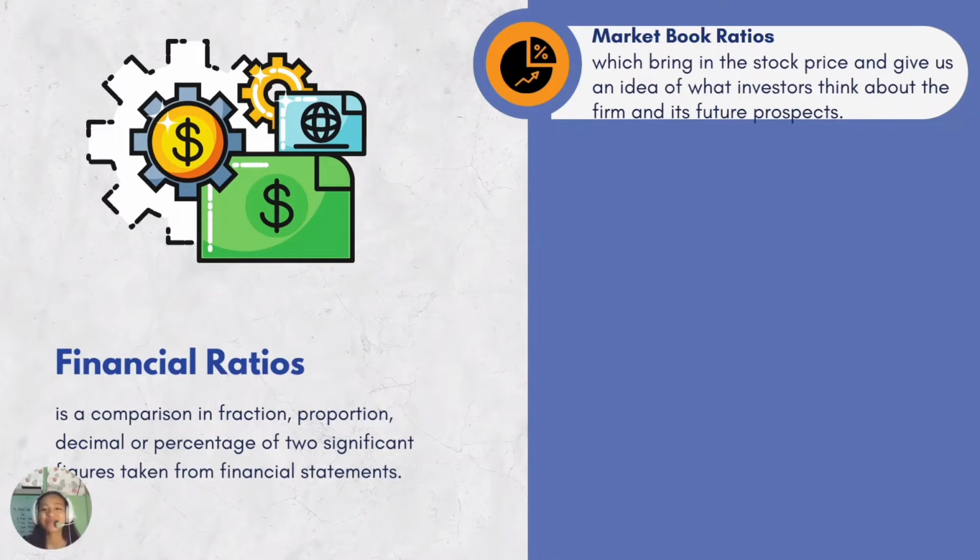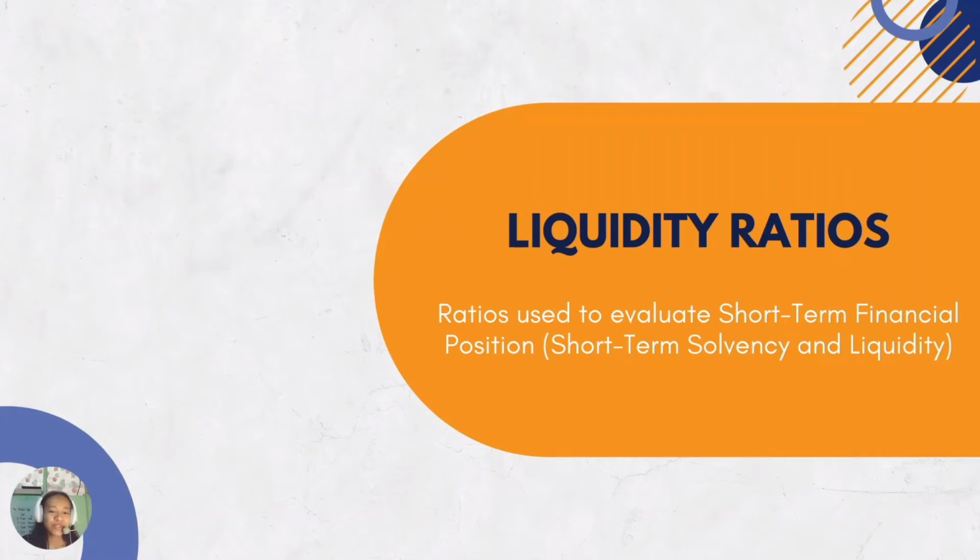So let's start with liquidity ratios. These are ratios used to evaluate short-term financial position or short-term solvency and liquidity. So liquidity ratios give us an idea of the firm's ability to pay off debts that are maturing within a year or within the next operating cycle. It shows the relationship of a firm's cash and other current assets to its current liabilities.